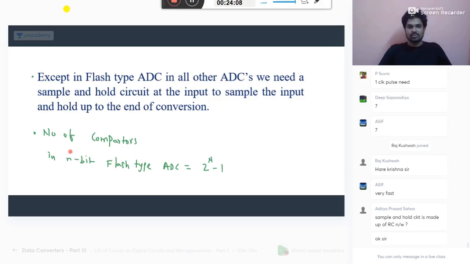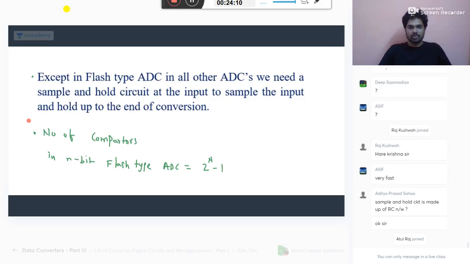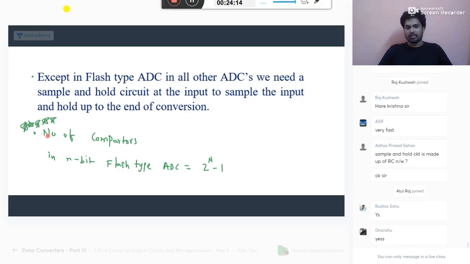Number of comparators. This is a very important objective here. 1, 2, 3, 4, 5. You take anything. So that's all about flash type.